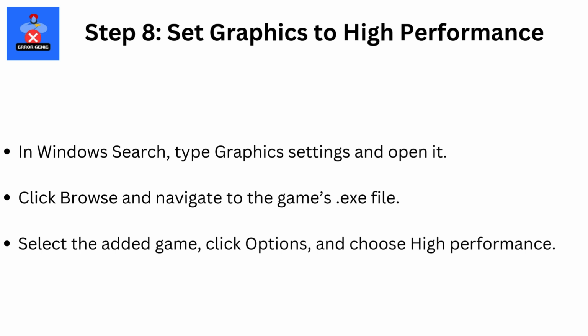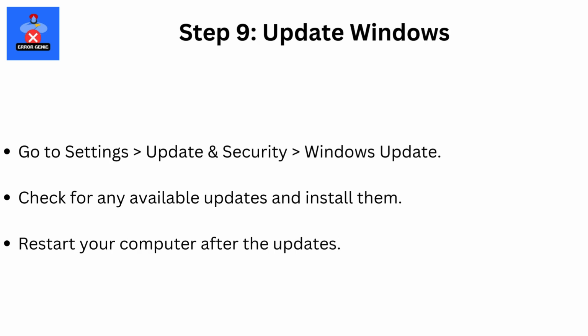Step 9. Update Windows. Go to Settings, then Update and Security, then Windows Update. Check for any available updates and install them. Restart your computer after the updates.